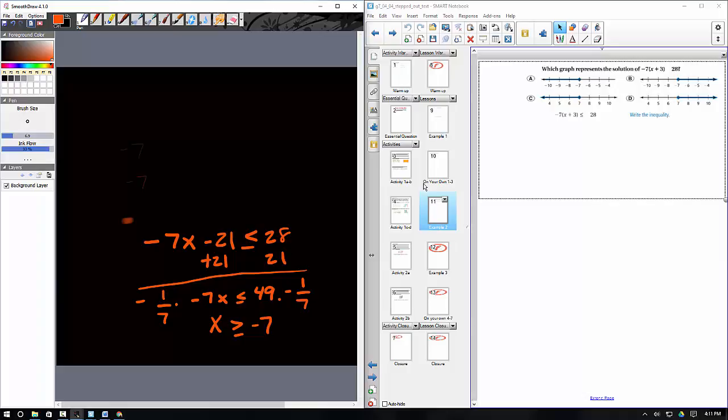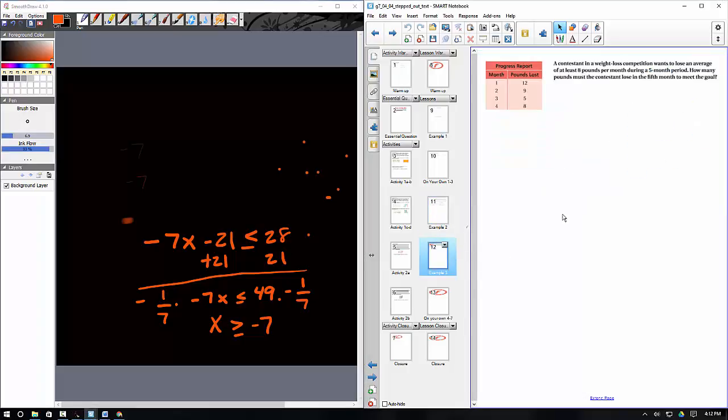So I have to look up here. First of all, negative 7 is what I want to be at, and I want it to be a closed circle, and I want it to be greater than. So it looks like letter B will be the one that I'm looking for. Notice that this one's close, but it's positive 7. I want negative. The answer is B here.